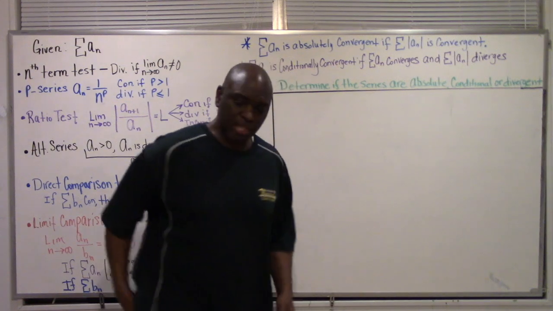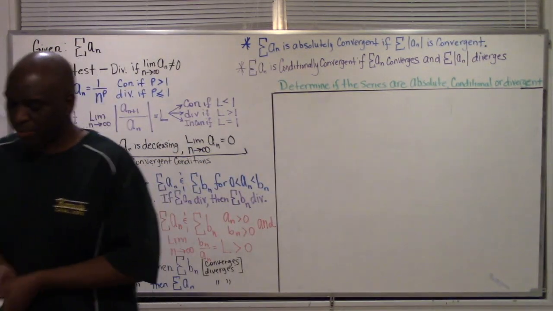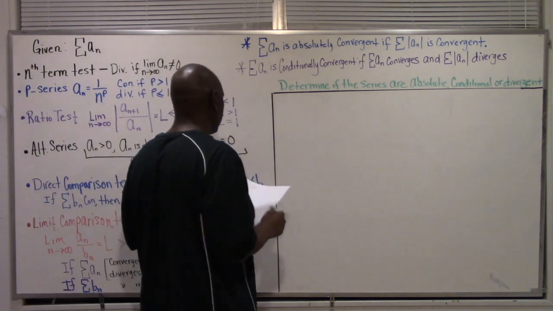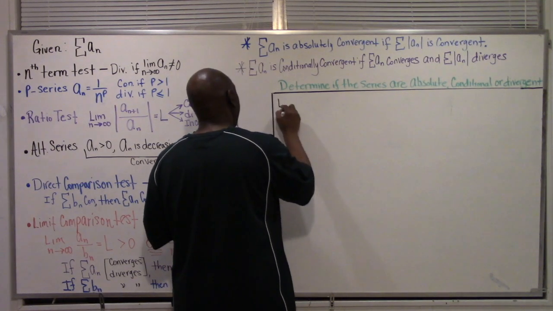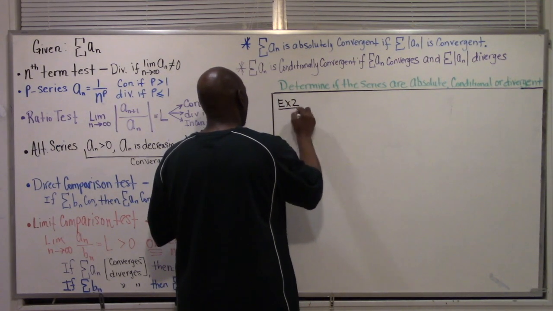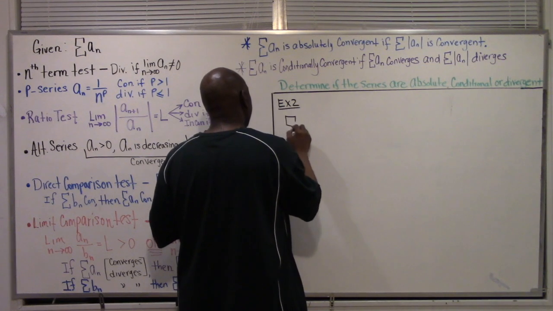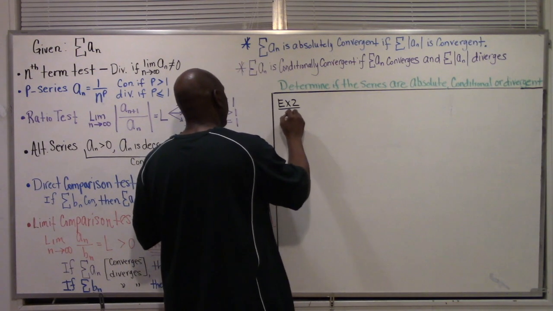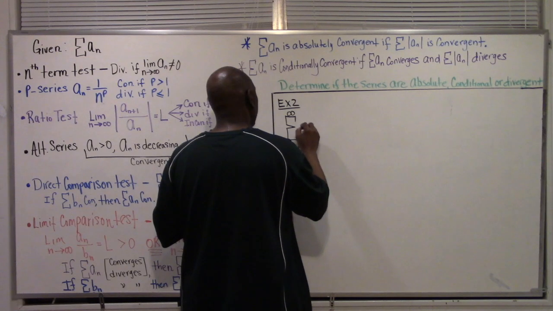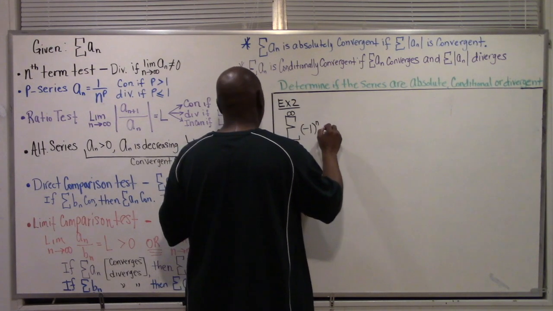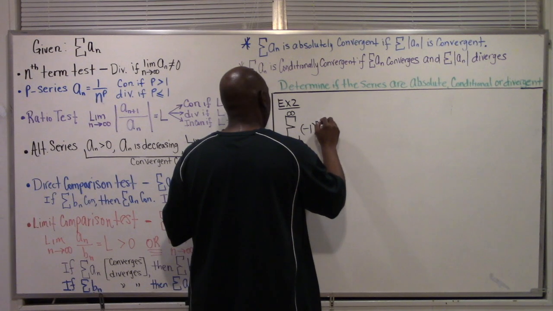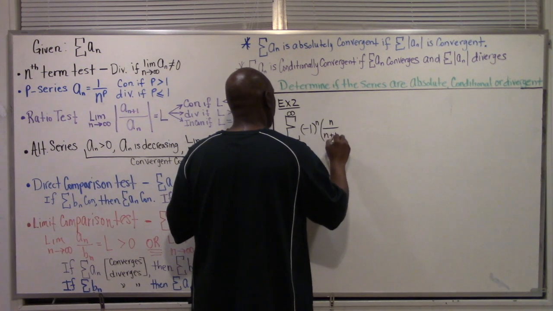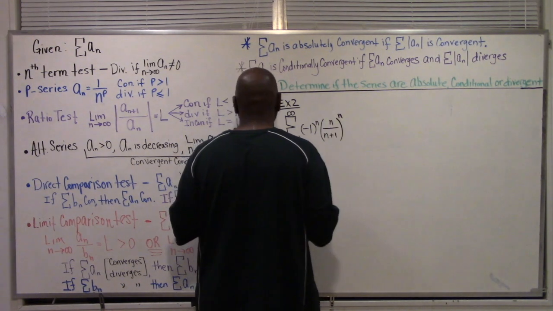All right. Let's go. Example 2. Let's see what we have here now. Example 2. The sum from n equals 1 all the way up to infinity of negative 1 to the n times n over n plus 1 to the power of n.